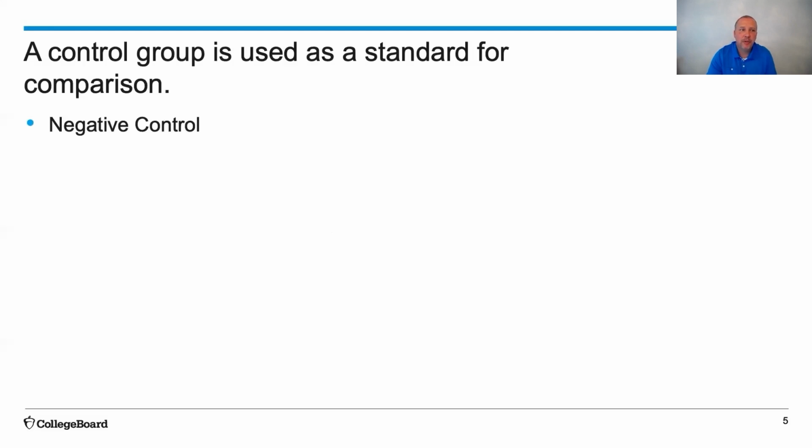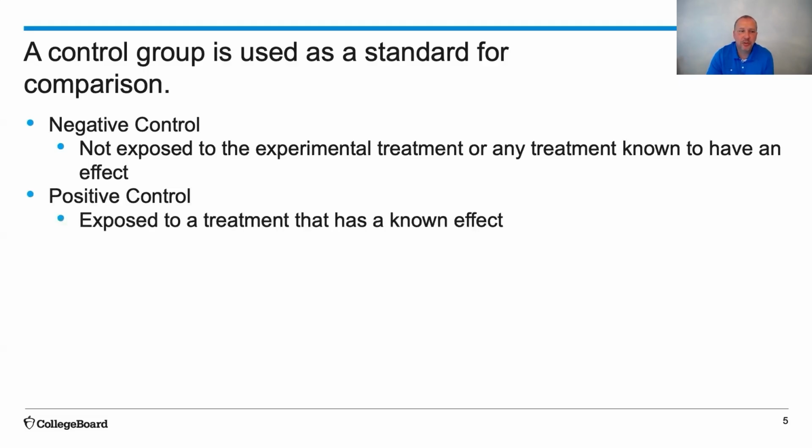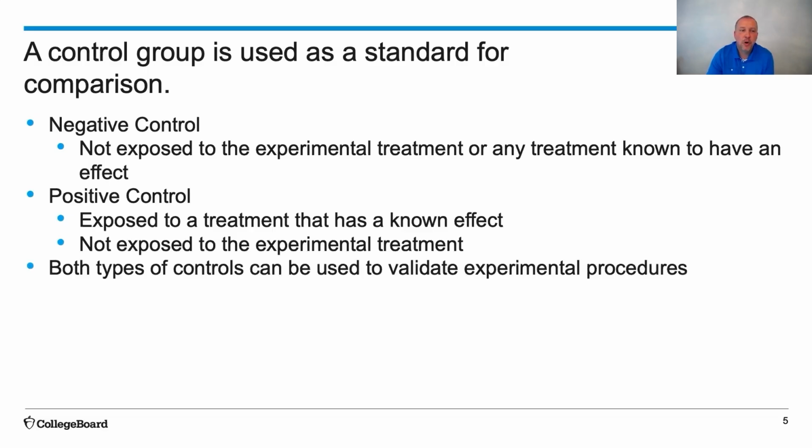One type of control group is a negative control. The negative control is not exposed to the experimental treatment or any treatment known to have an effect. A positive control group is exposed to a treatment that has a known effect. It is not exposed to the experimental treatment. Both types of controls can be used to validate experimental procedures.